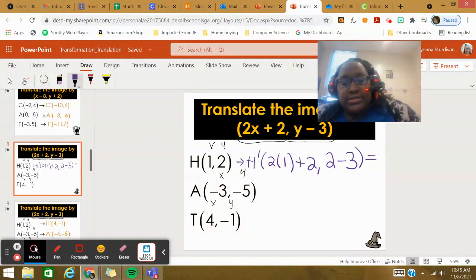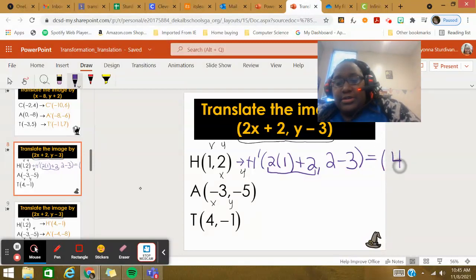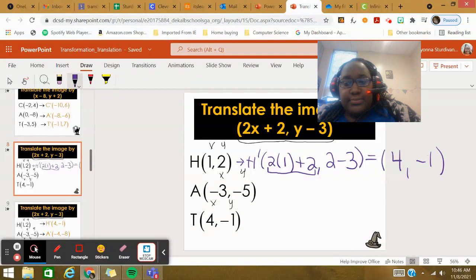So what you get is, I would type this whole function, whole evaluation, completely in my calculator. But 2 times 1 is just 2, and then 2 plus 2 is going to give me 4. So my new x is going to be 4, and my y is going to be 2 minus 3, which will give me a negative 1. So that's H prime.